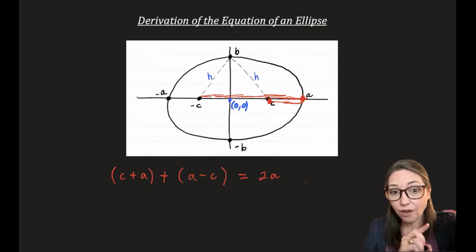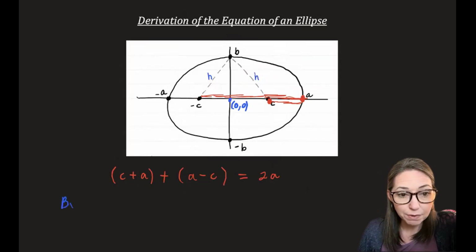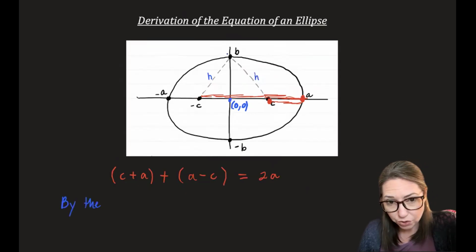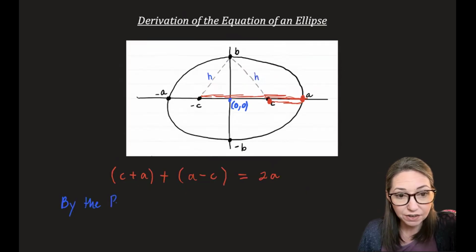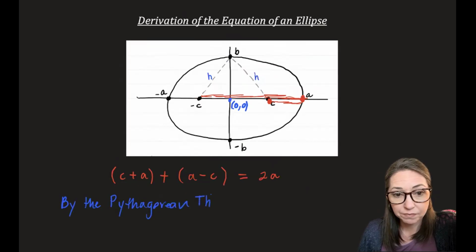We're also going to use this same diagram and apply the Pythagorean theorem to the triangles that I have shown right there. By the Pythagorean theorem, we have a little right triangle.